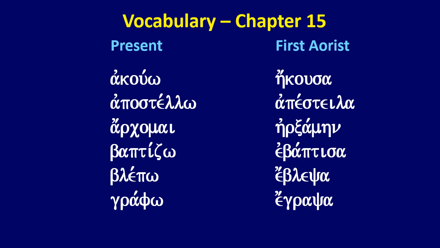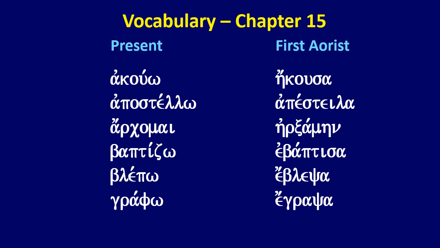One clue to that as well is not only the augment at the beginning of the word, but also the alpha ending. Alpha is more characteristic of the aorist tense verbs as opposed to epsilon and omicron, which you saw with the present tense and even imperfect tense.